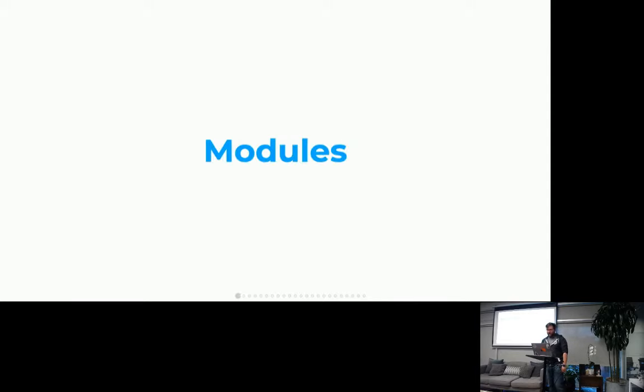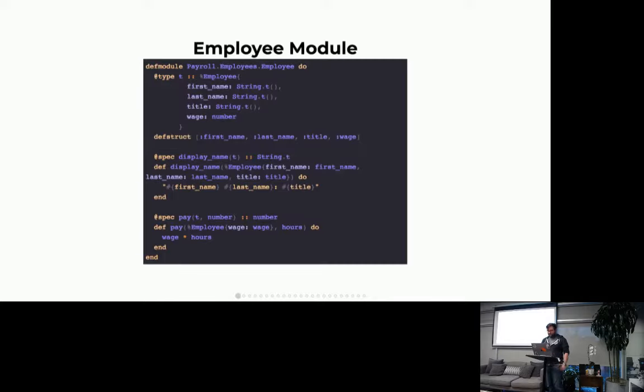Awesome. Okay, so first up, modules. So this is a pretty standard Elixir module. You can define a struct that describes the shape of the data that the functions in this module will be working on. So this is the employee module. So we have a defstruct that says employee has a name and a title and a wage.